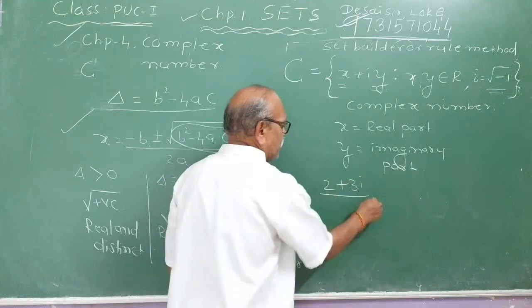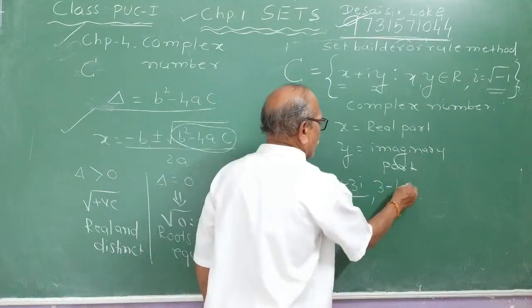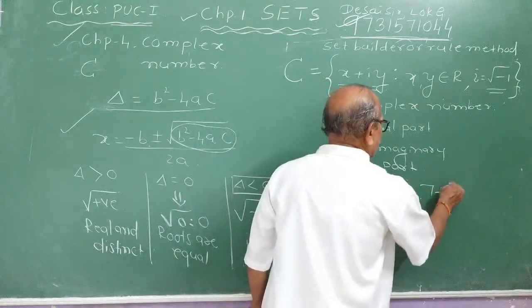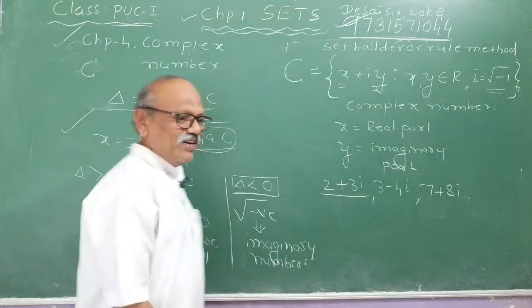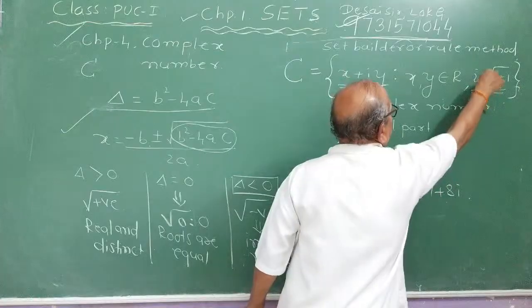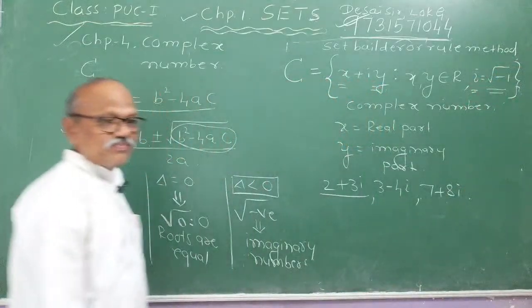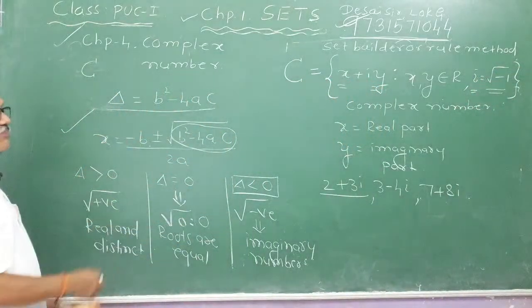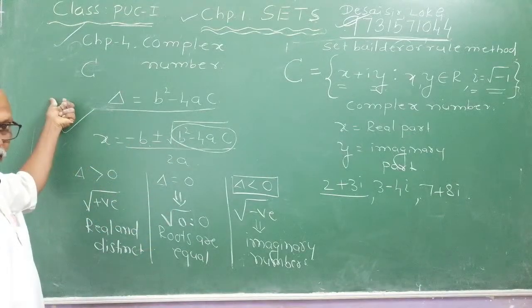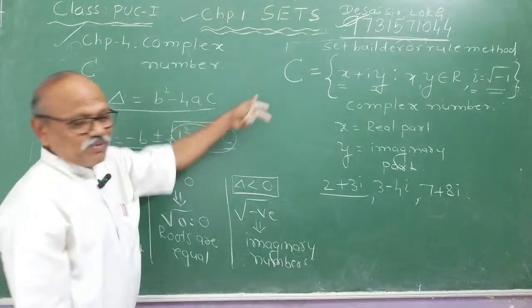This is a complex number. 3 minus 4i is a complex number. 7 plus 8i is a complex number. Where this i represents iota, given by Euler, this is the root of -1. You will be studying about it, a complex number. So thus we studied the origin of irrational numbers and the origin of complex numbers.